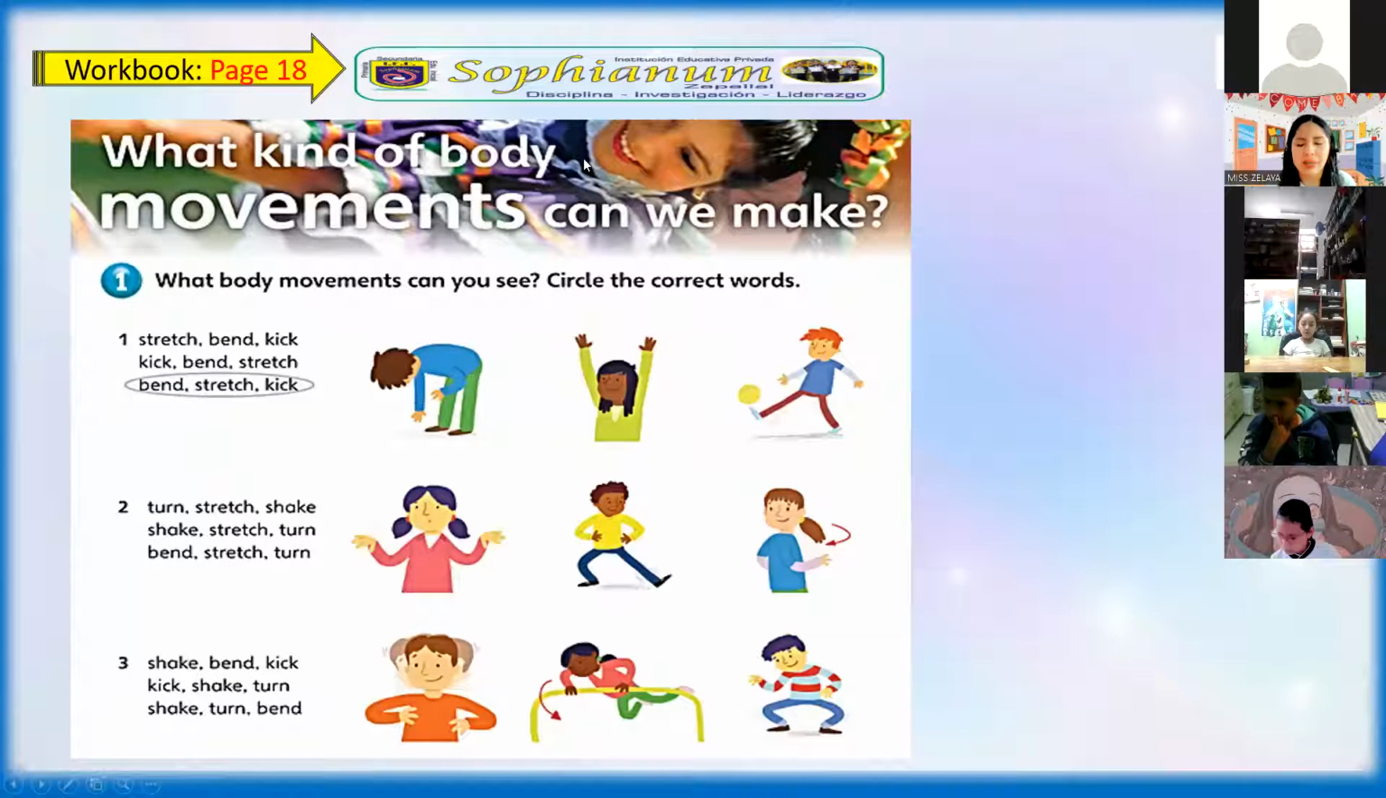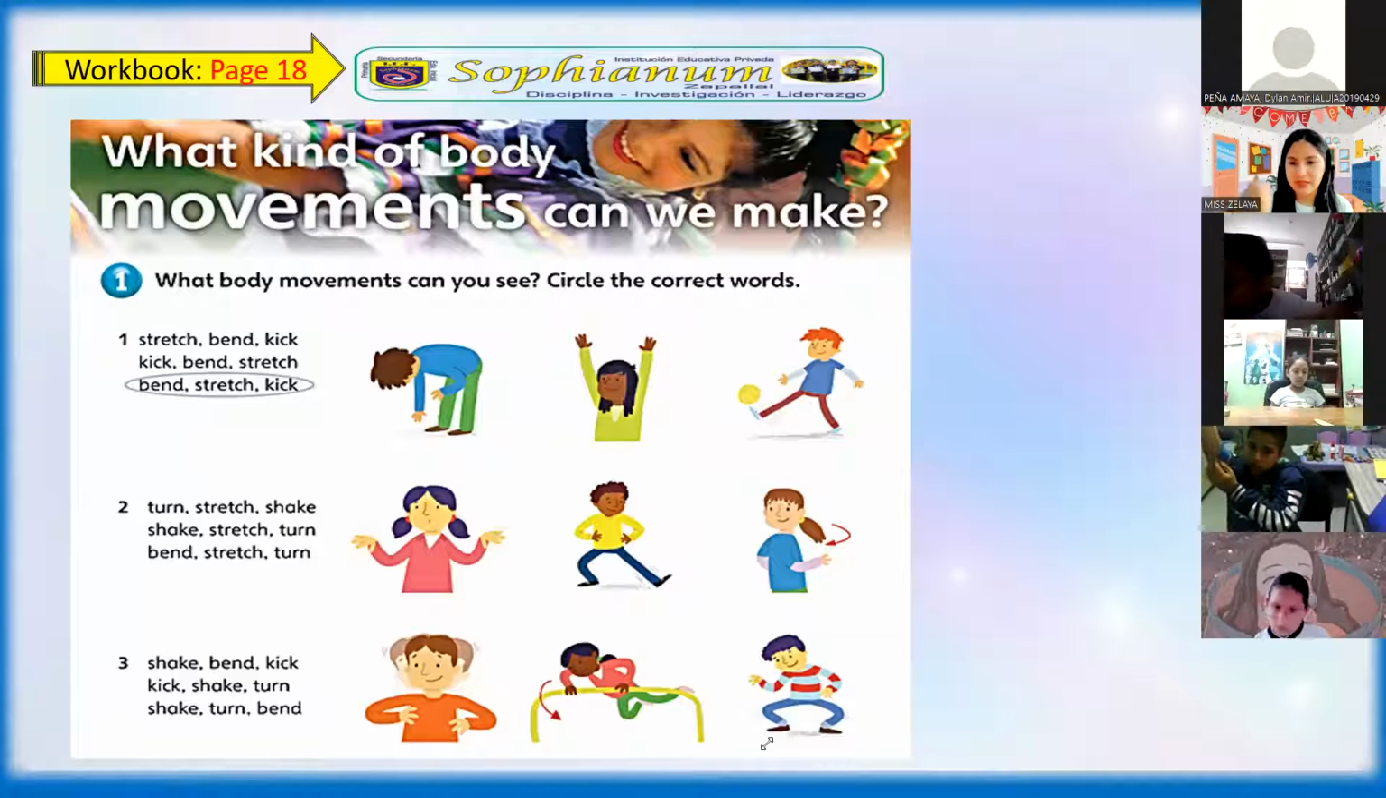In your English book, on page number 18, en la página 18, open your English book, students. In this moment, you have to open your English book. Do you have this page, yes or no yet? Page number 18? Yes, teacher. Excellent, Leia. Very good. Okay. Look.